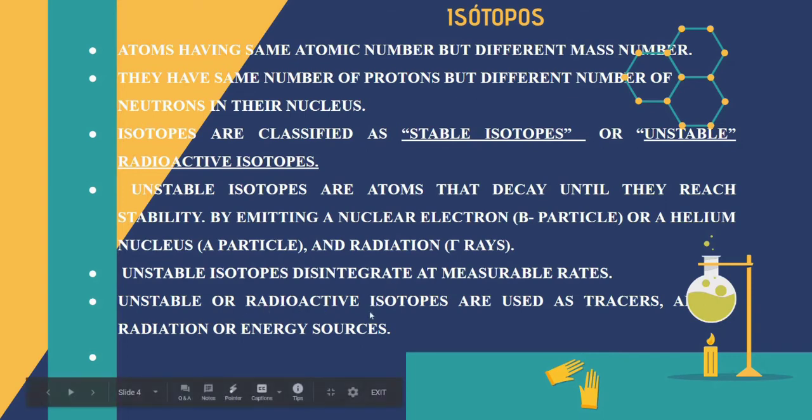And the unstable or radioactive isotopes are used as tracers. We can measure their amount or the time they take to decay. So they are used for tracing purposes. If it is applied to some substance, based on its decay activity we can calculate, for example in fossil study, how old the fossil is. It is used as markers, tracers, and also as energy sources. So that's about the unstable radioactive isotopes.